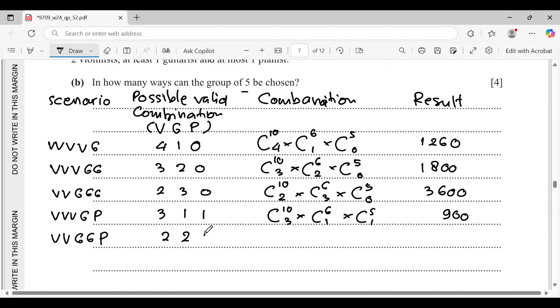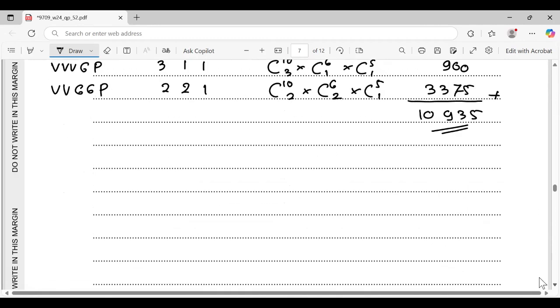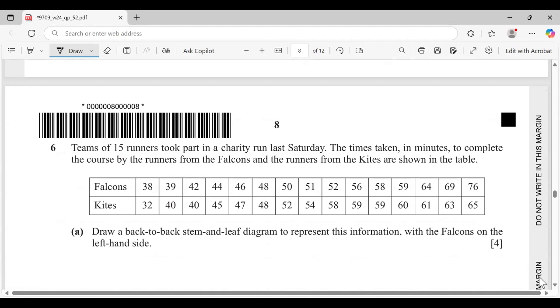2, 2, 1. Combination 10, 2 times the combination of 6, 2, and the combination 5, 1. And if you calculate, the result is 3,375. Now, the accumulation, calculate 10,935. This is the result. Number 6.